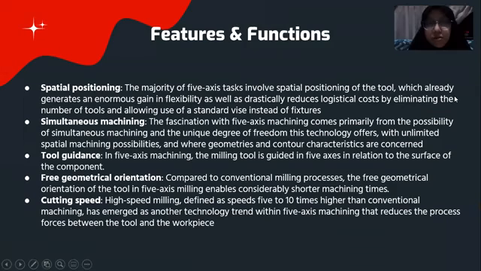And the next one is about the features and the functions. For the first part, there is spatial positioning. The majority of 5-axis tasks involve spatial positioning of the tool, which already generates an enormous gain in flexibility, as well as drastically reducing logistical costs by eliminating the number of tools and allowing the use of standard vises instead of fixtures. And the next one is simultaneous machining.